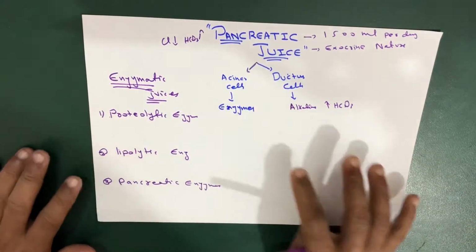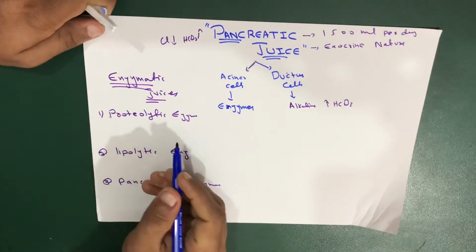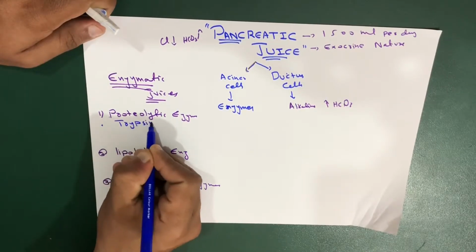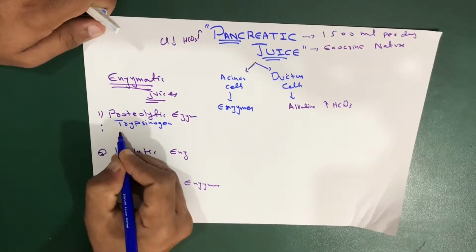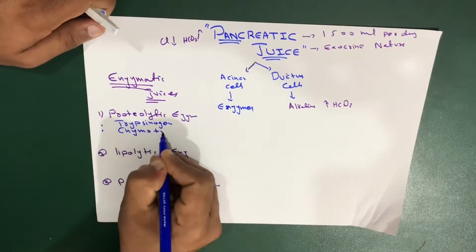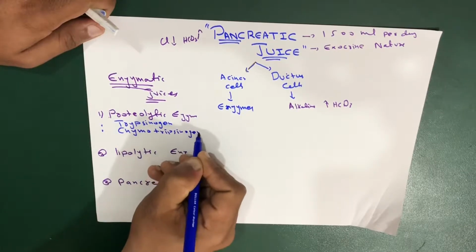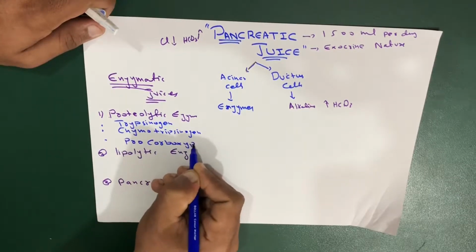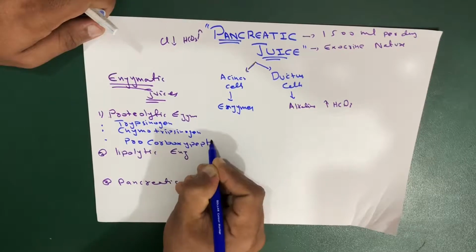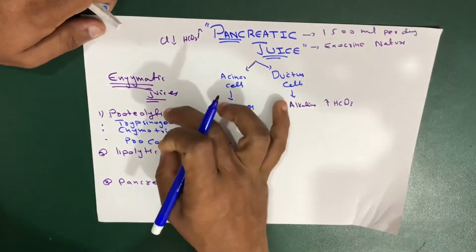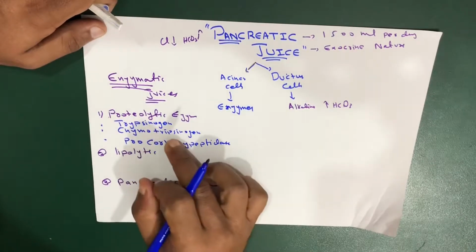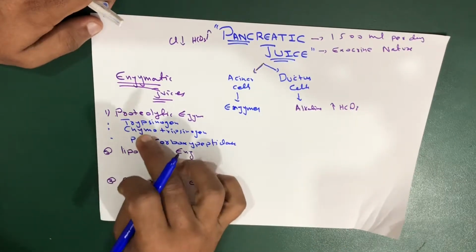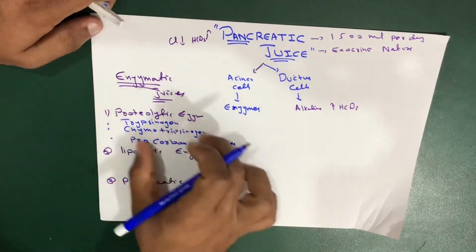There are three main types of proteolytic enzymes: trypsinogen, chymotrypsinogen, and procarboxypeptidase. These are all secreted in an inactive form. This is their inactive form.